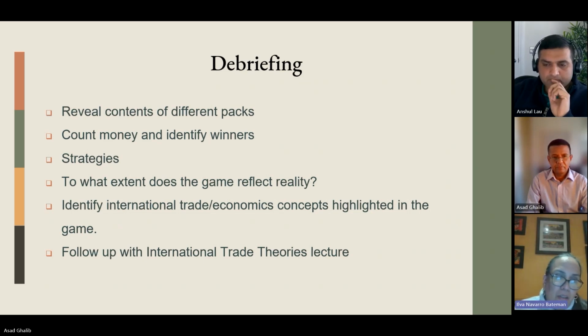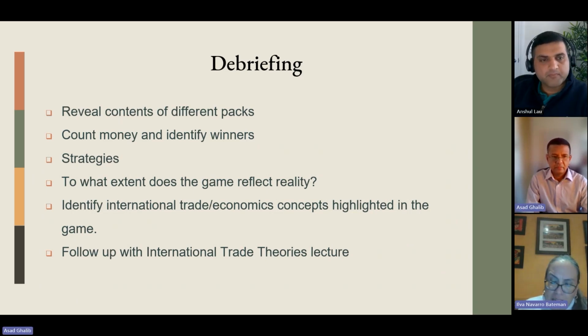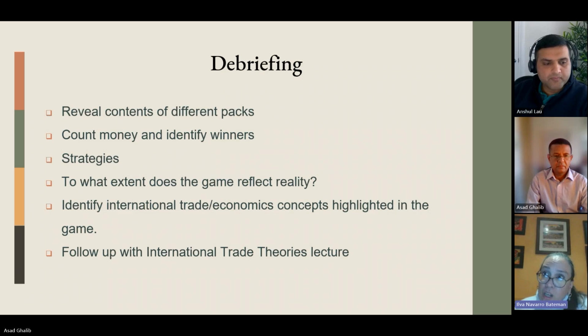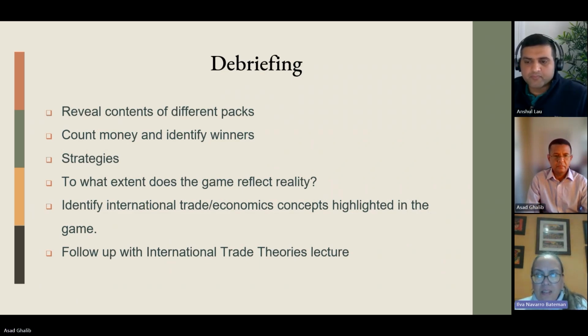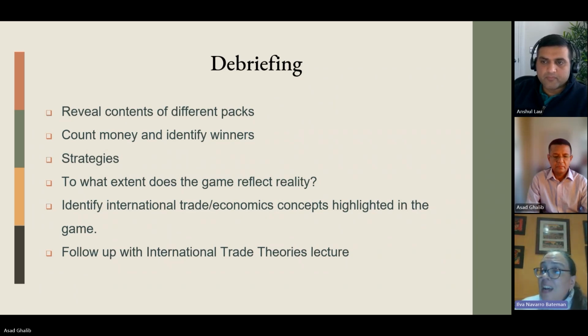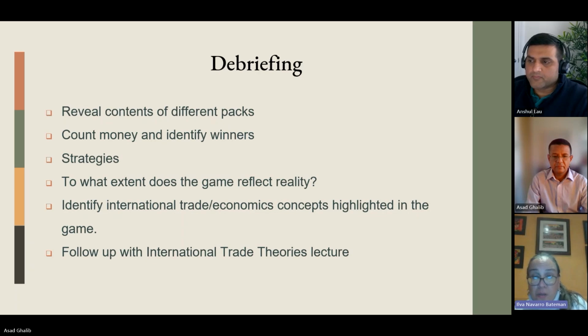Particularly, students normally talk about inequality, the feelings of powerlessness and frustration if they are the poor team. And although they haven't had the theory yet, because I do the game normally in the first week of the globalization block, instinctively they start talking about things like monopoly, supply and demand, changing conditions, comparative advantage, factor endowments, and so on.